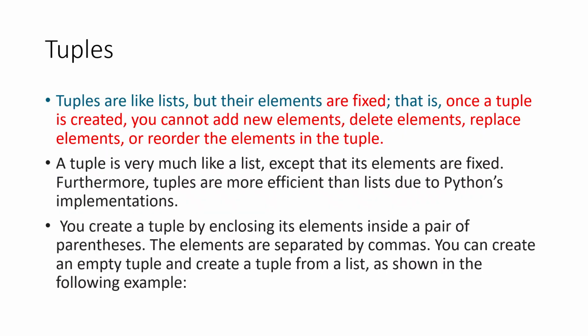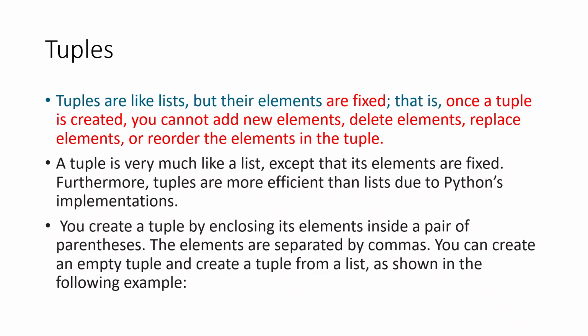Tuples are like lists, but their elements are fixed. That is, once a tuple is created, you cannot add new elements, you cannot delete elements, you cannot replace elements, or reorder the elements in the tuple, because it is a fixed one. A tuple is very much like a list except that its elements are fixed. Furthermore, tuples are more efficient than lists due to Python's implementation.